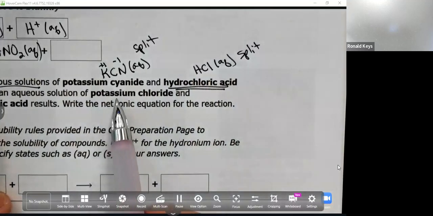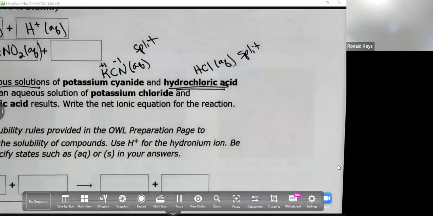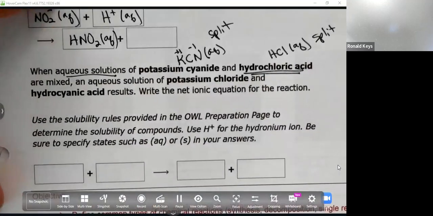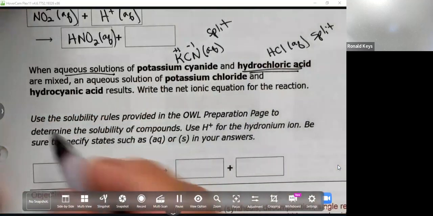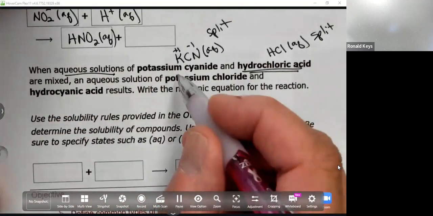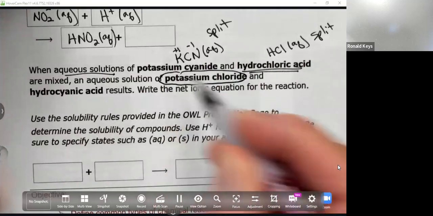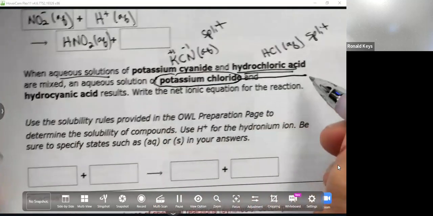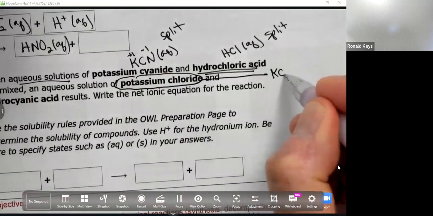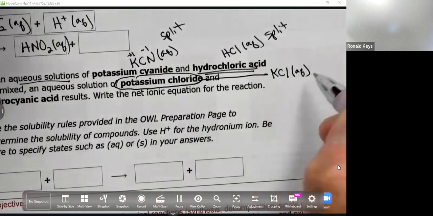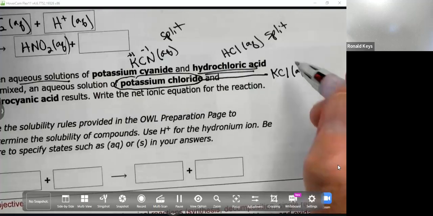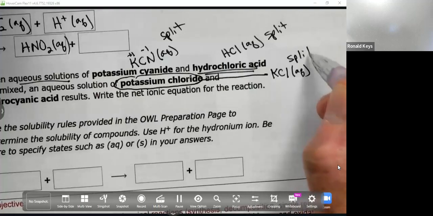An aqueous solution of potassium chloride, a hydrocyanic acid results. So let's do this right here. Well, I guess we can write it out like this. Potassium chloride, let's write that out right here. That's going to be KCl. Is it going to split? Yes. Starts with potassium.